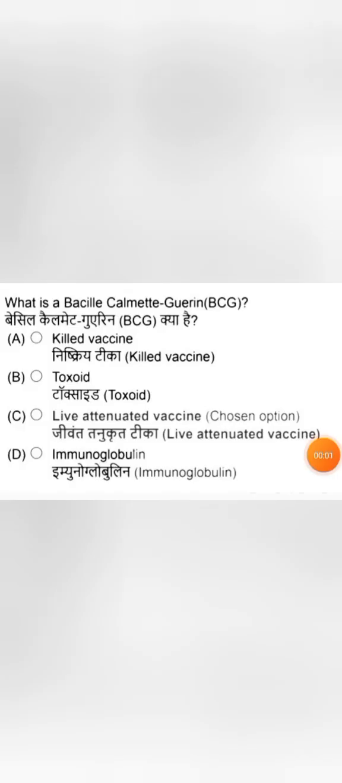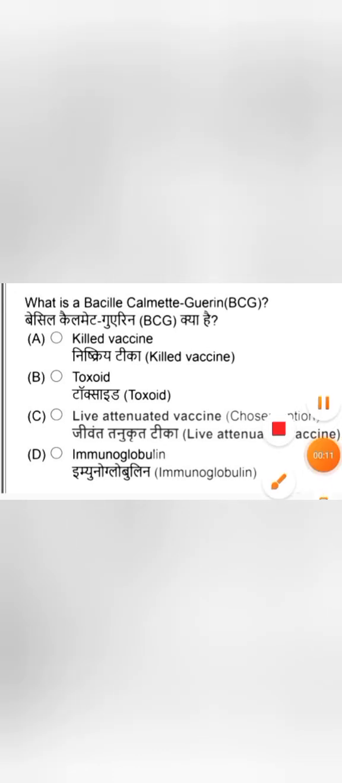Then what is Bacillus Calmette-Guerin, BCG? Option A, a killed vaccine; option B, toxoid; option C, live attenuated vaccine; option D, immunoglobulin. BCG is a live attenuated vaccine. Option C is the correct answer. Live attenuated vaccine is BCG.